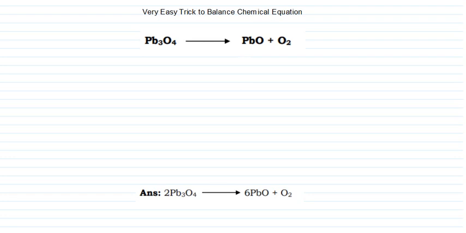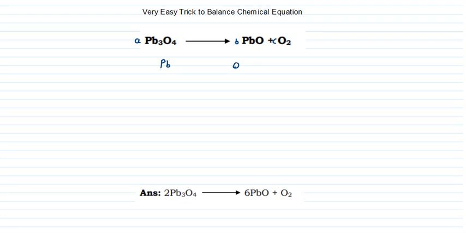Now what you have to do is, first of all, write down all the elements which you have in the equation. For example, here you have to write Pb, that is plumbum, and oxygen. Only two elements are there. Now you have to write A here, B here, and C here. This you need to write.